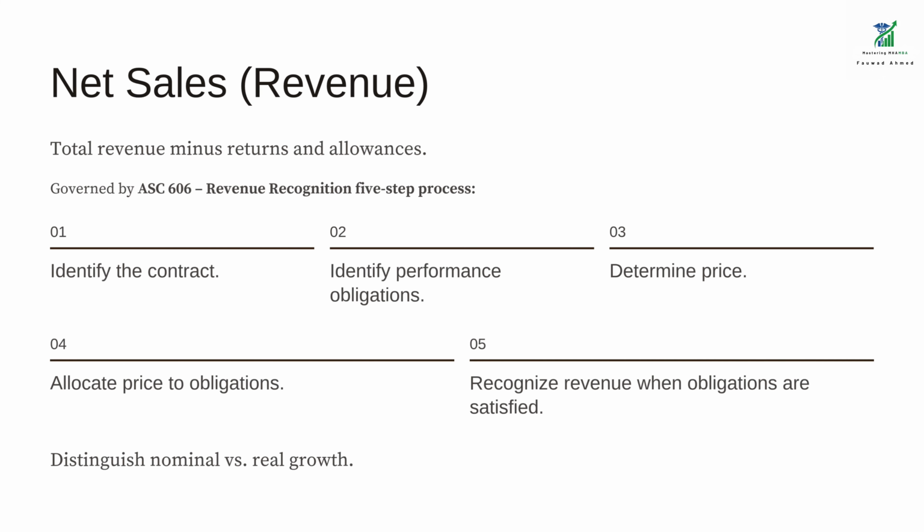First is identify the contract with the customer. Second is identify performance obligations. Third is determine the transaction price. Fourth is allocate the price to the obligations. Fifth is recognize revenue when performance obligations are satisfied. Analysts also distinguish between nominal sales growth, raw numbers, and real growth adjusted for inflation. And when sales increase, it's important to ask, is it because of higher prices, more volume, or both?